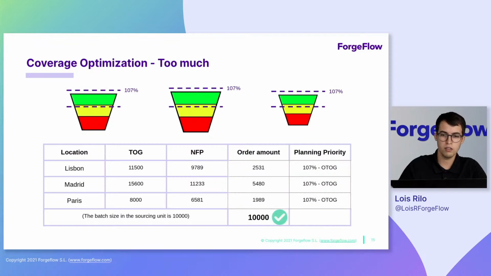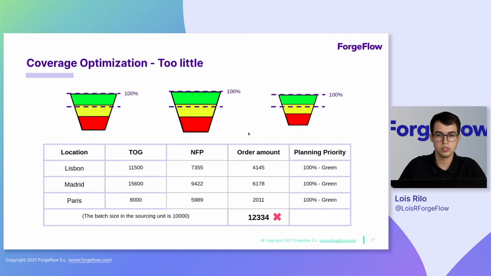We see that this doesn't add up for the 10,000 that we need to allocate. So what we can do is to find equilibrium in which we reach a similar level of coverage, and this is possible because we have the net flow position, we have the relative priority, and we can compare buffers of different sizes. So with this we can spread the coverage evenly in our web of warehouses. So we can see now that the system solved this and said that at 110% we reached the sourcing unit batch size, and we have this order amount for each of the warehouses.